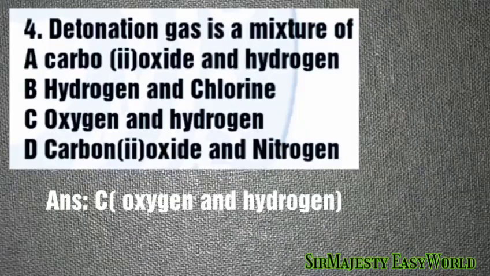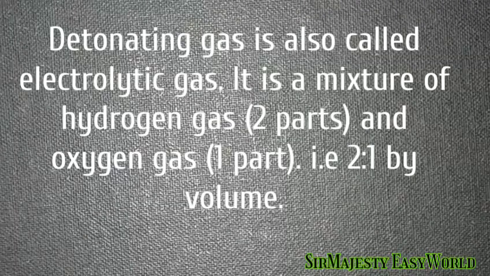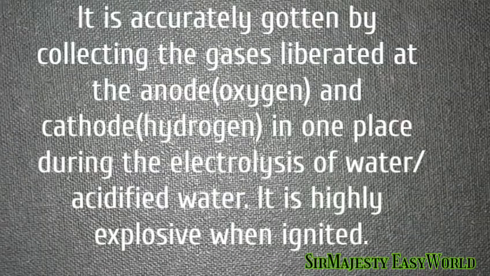Then number four, it is called detonating gas, not detonation gas, otherwise known as electrolytic gas. This is actually a mixture of hydrogen and oxygen in a ratio of 2:1 by volume. It is also called electrolytic gas, as I told you. It is obtained by the electrolysis of water and collecting the two gases from the anode and cathode, which ensures accurate volume. This mixture of gases is highly explosive. So the correct answer there is option C.